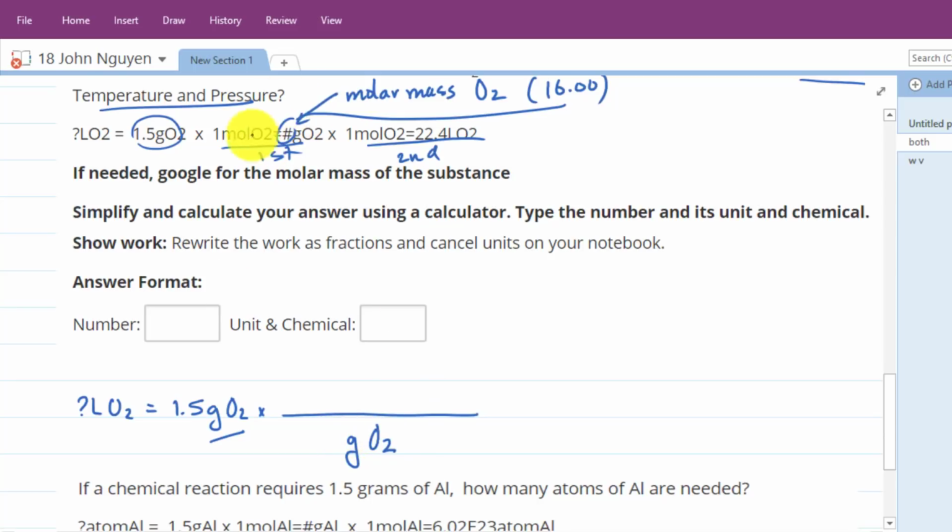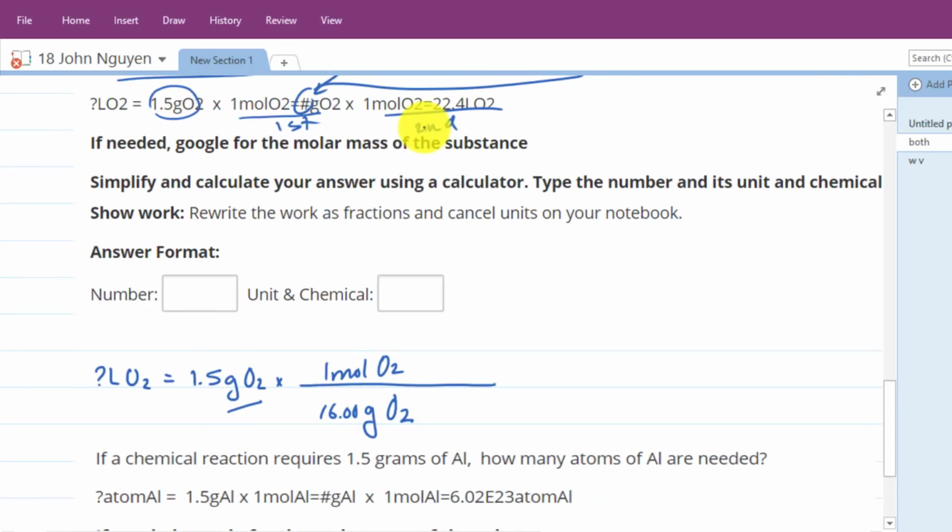And of course, we have our grams of O2 right there. How many? It's going to be 16.00. And if this is on the bottom right here, the other one must be on the top, the numerator. So we have 1 mole of O2. Unlike the other problem where we only have to multiply by one conversion factor, in this case we have to multiply by 2, so let's continue.